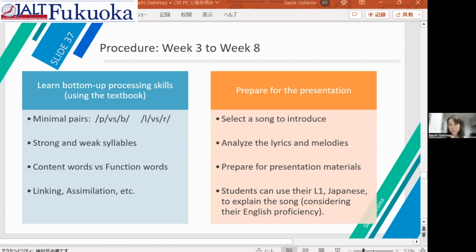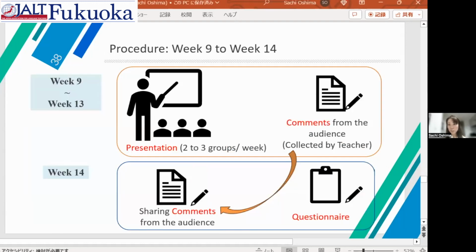And then from week 9 until week 14, I continue using the textbook, but it's less than 20 or 30 minutes. And then the last 1 hour is for the presentations. So 2 to 3 groups per week. Sometimes only 1 group, or sometimes 2 groups, but anyway, 10 groups are there.